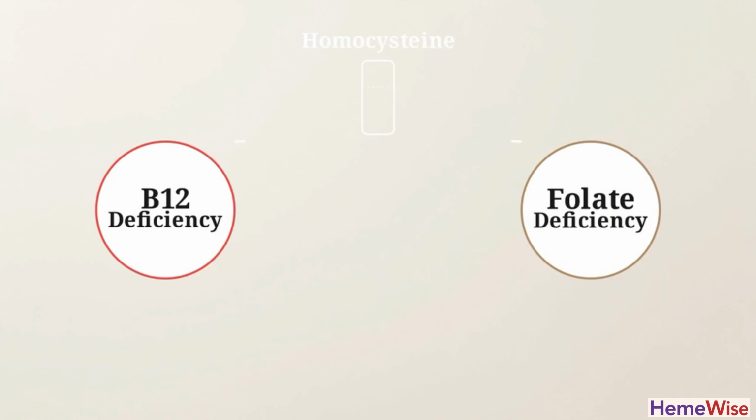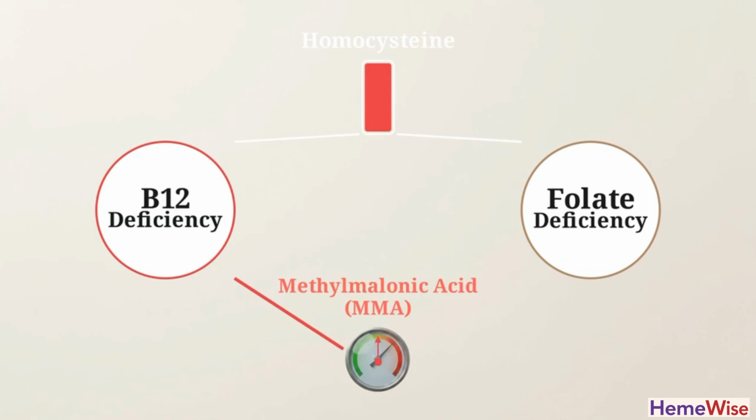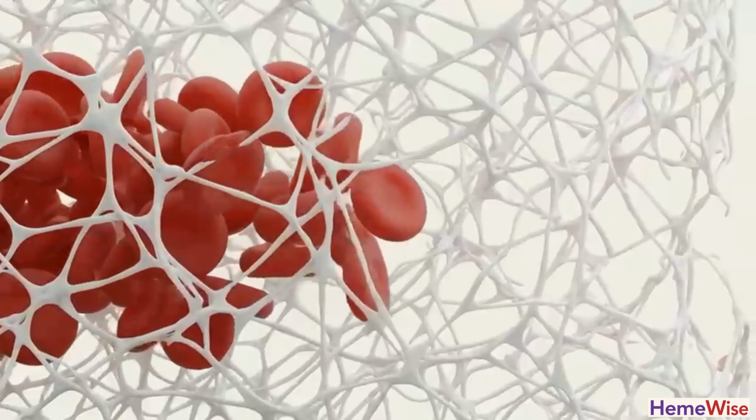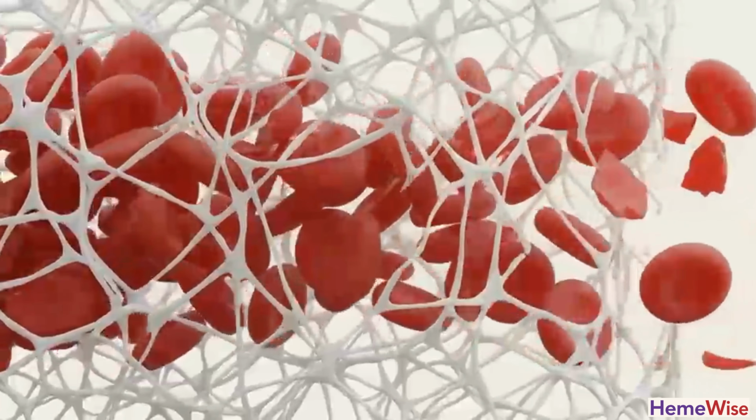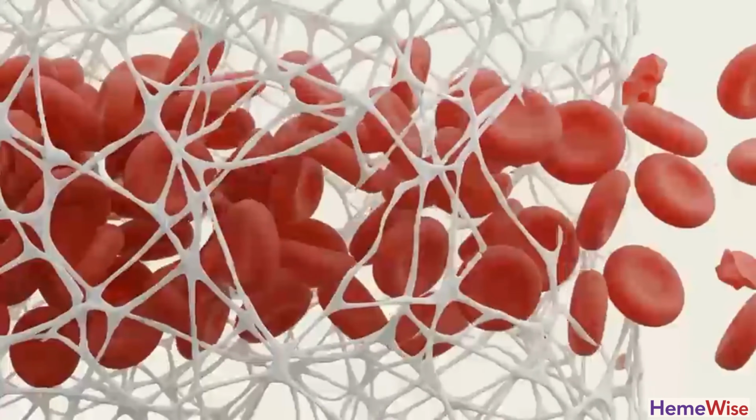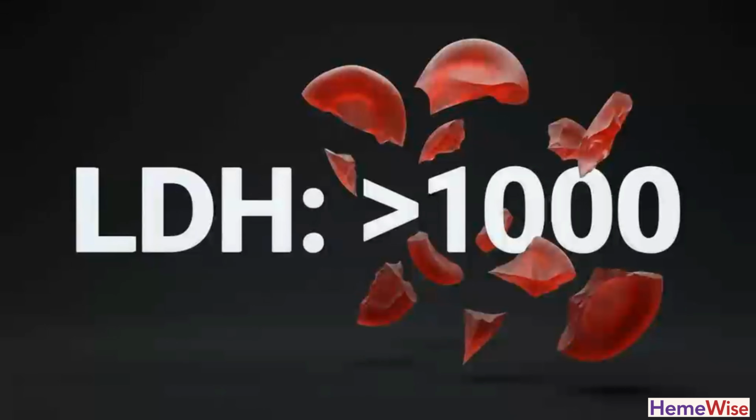To separate B12 from folate deficiency, we look at the biochemistry. While both deficiencies elevate homocysteine, only a B12 deficiency will also elevate methylmalonic acid. This specific deficiency harbors a dangerous clinical trap, B12 pseudo-TTP. Severe B12 deficiency can cause intense ineffective erythropoiesis, producing schistocytes and extremely high LDH levels that perfectly mimic true thrombotic thrombocytopenic purpura.